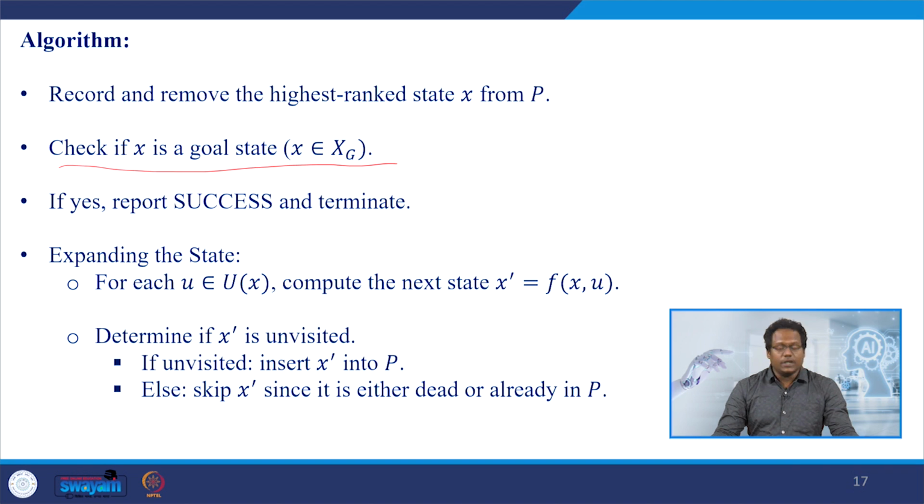Expanding the state for each action that belongs to the action space U of x as the input, that is the state x as the input, compute the next state x new, which is equal to the function of the current state and the current action. Then determine if x new is unvisited, insert x new into the P array, that is a priority array, else skip x new since it is either dead or already in P.